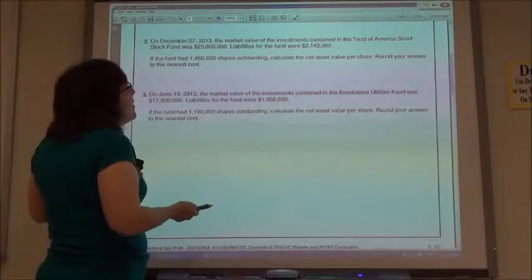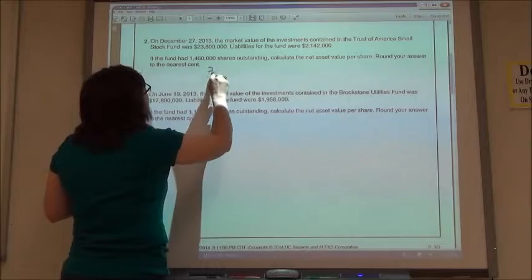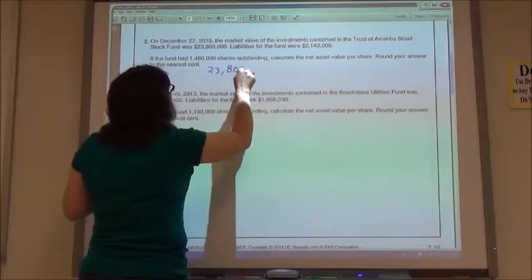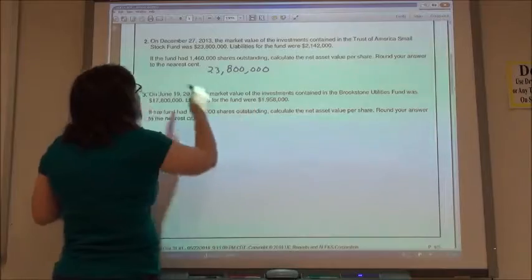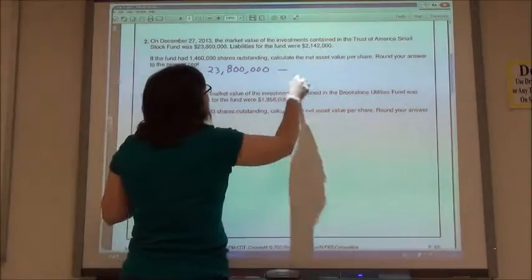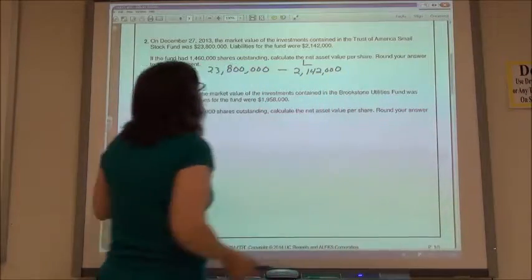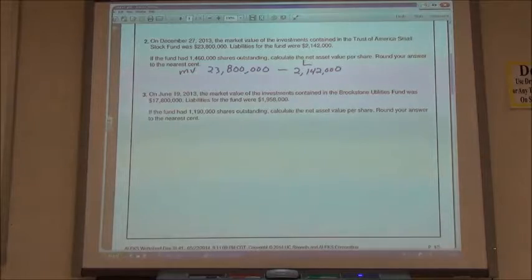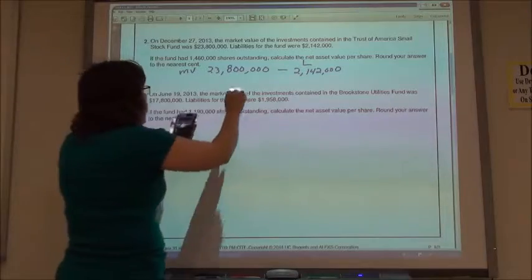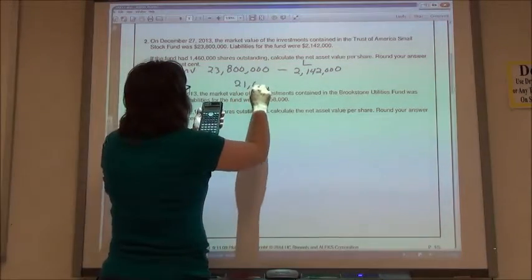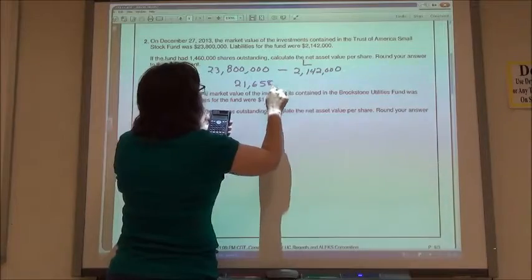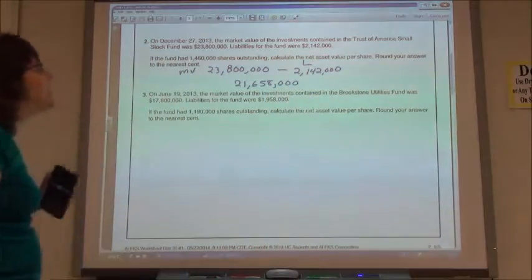So first of all, I'm going to find my net asset value. I'm going to take the $23,800,000, which is my market value, and I'm going to subtract my liabilities, $2,142,000. So $23,800,000 minus $2,142,000 gives me $21,658,000 for my net asset value.